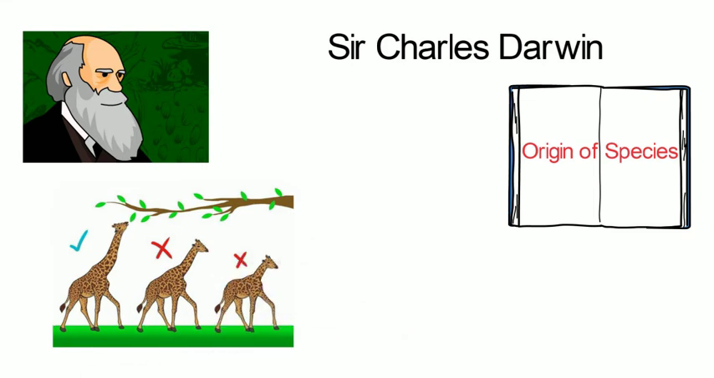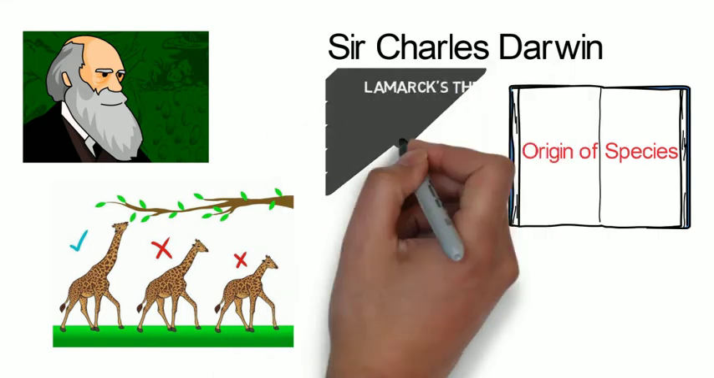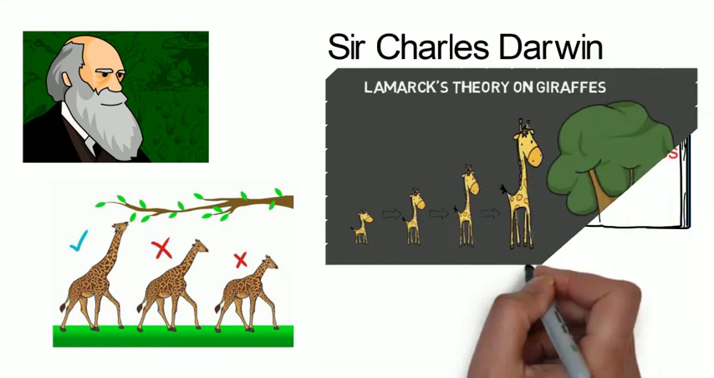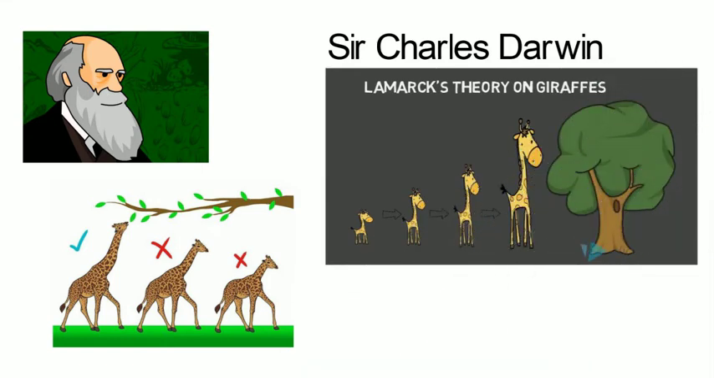So he explained the theory of natural selection, that the organism which has modifications necessary for winning the competition in the environment survives and reproduces. But there were many objections to the theories of Sir Charles Darwin. So at that time there was another theory which was proposed by Lamarck.